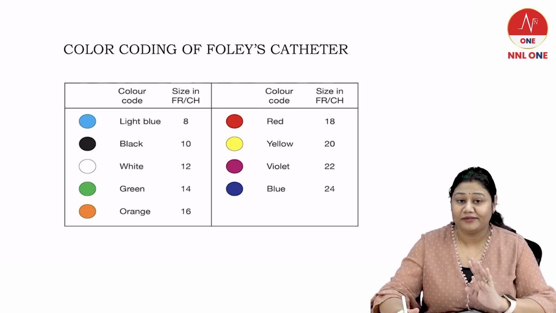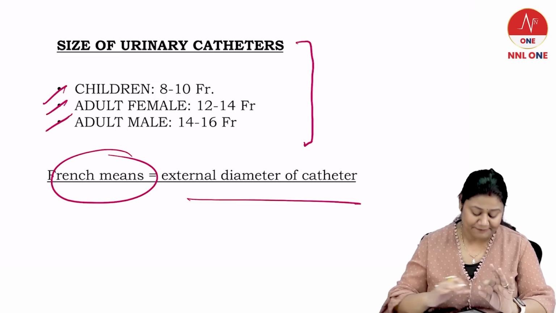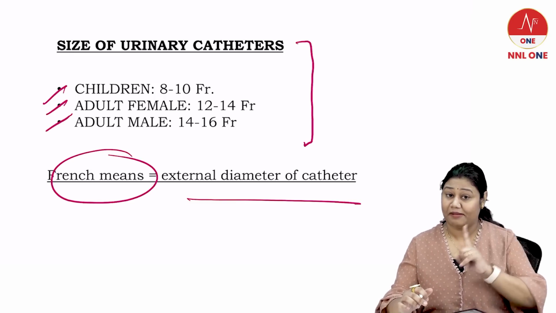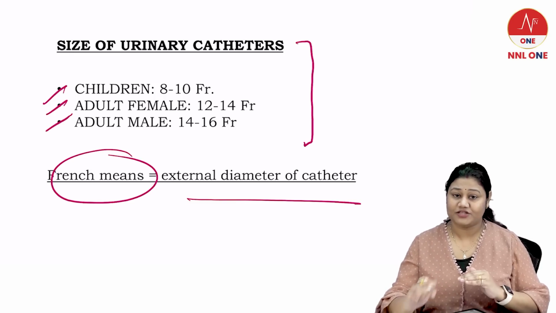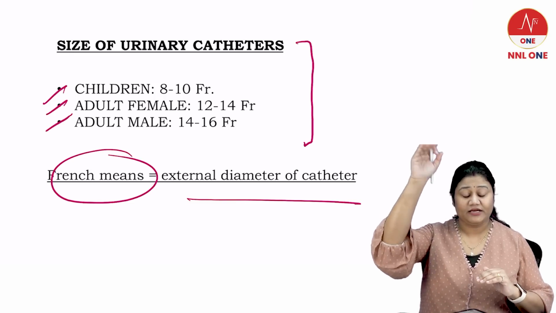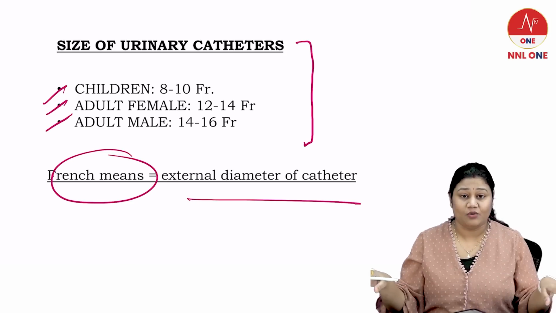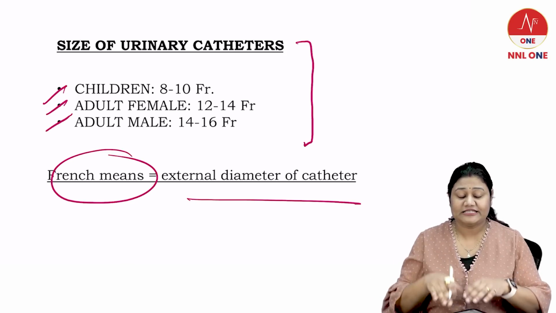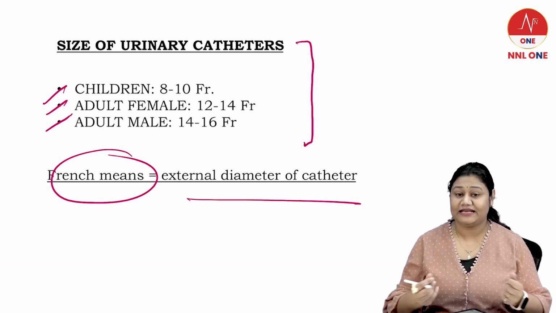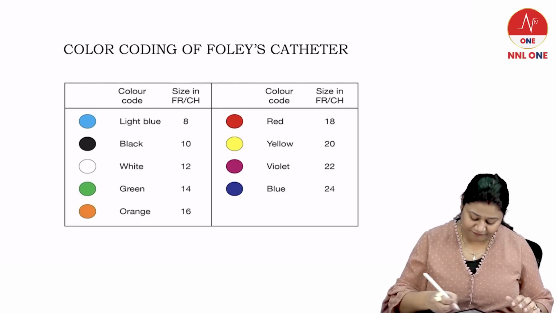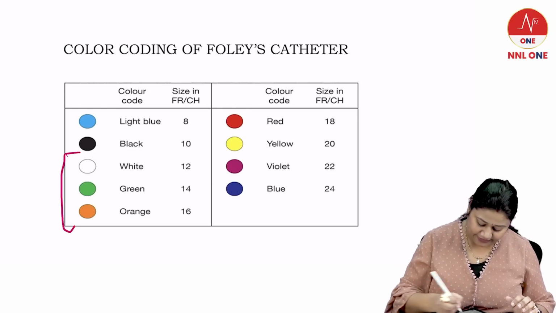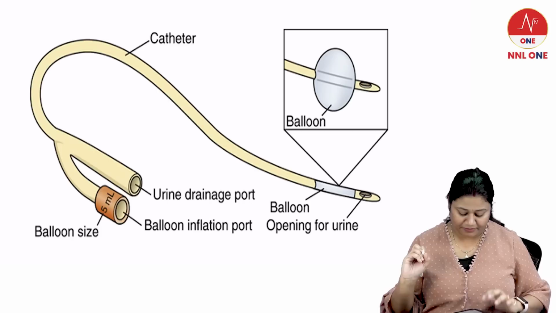Do we need to remember the color? It is the same color that we have for the NG tube. Remember, from 12 to 18 French: 12 is white, 14 is green, 16 is orange, and 18 is red. This is the same: white, green, orange, and red. This is how you have to remember.